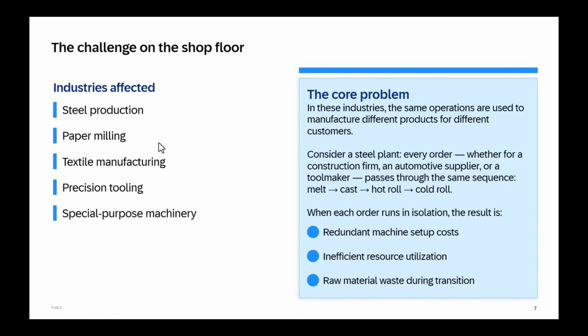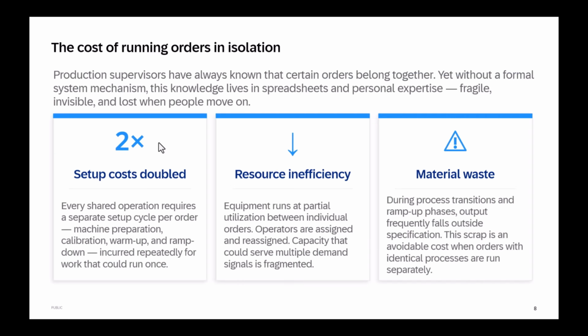In certain industry segments, for example, steel, paper, maybe the textile industries, but also the tools and special purpose machinery sectors, the same operations are used to manufacture different products. And here, this is the real challenge. The cost of running orders in isolation is very high because the production supervisors need to manage multiple production orders with similar processes, which leads to high machine setup costs, inefficient resource utilization, and raw material waste when production is run individually.